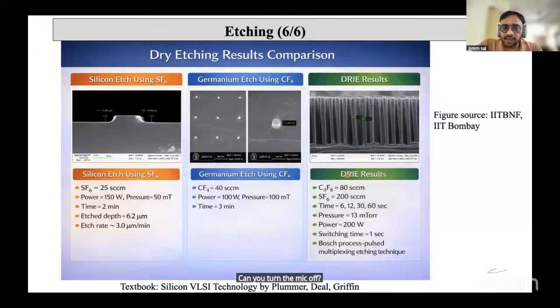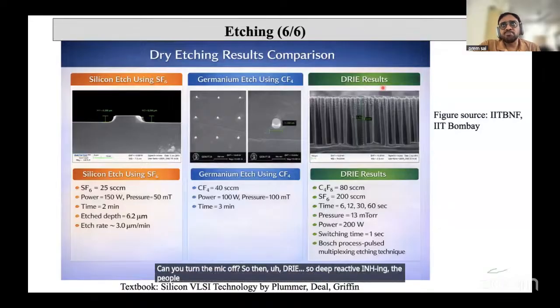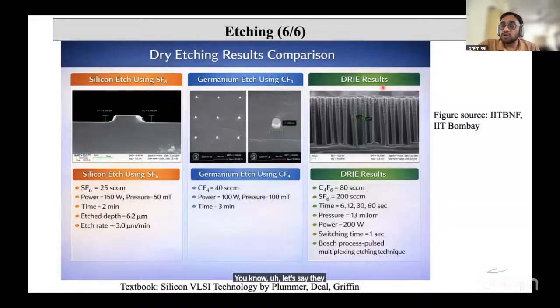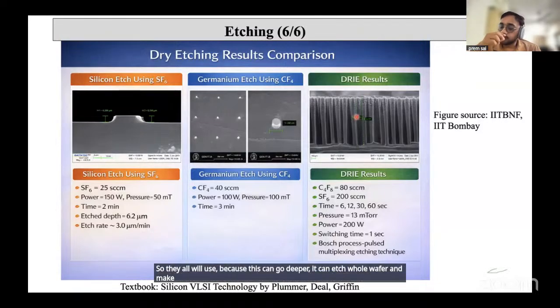So then DRIE, deep reactive ion etching. The people who are working on MEMS, microelectromechanical systems, let's say they want to create accelerometers, gyroscopes, all this. They all will use it, because this can go deeper. It can etch the whole wafer and come out on the other side.